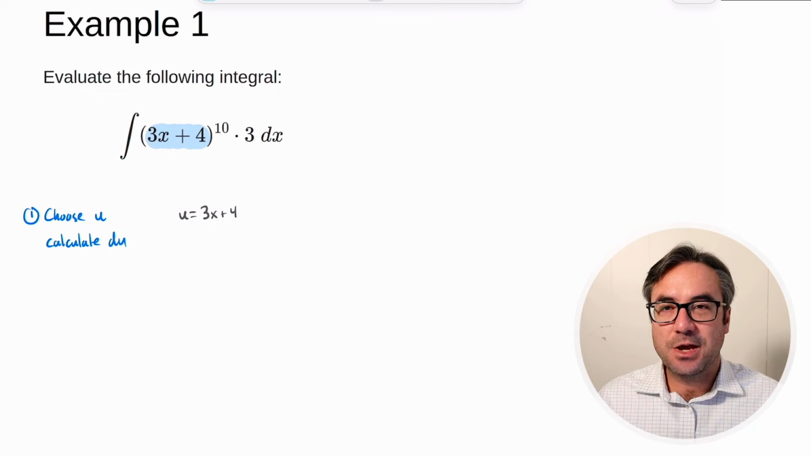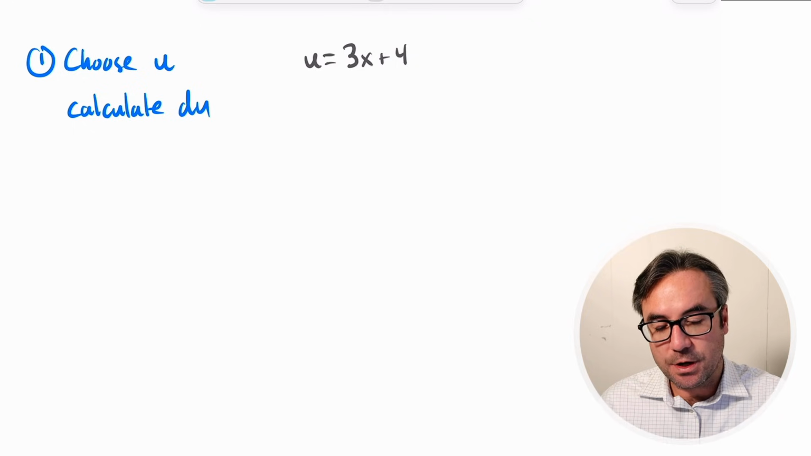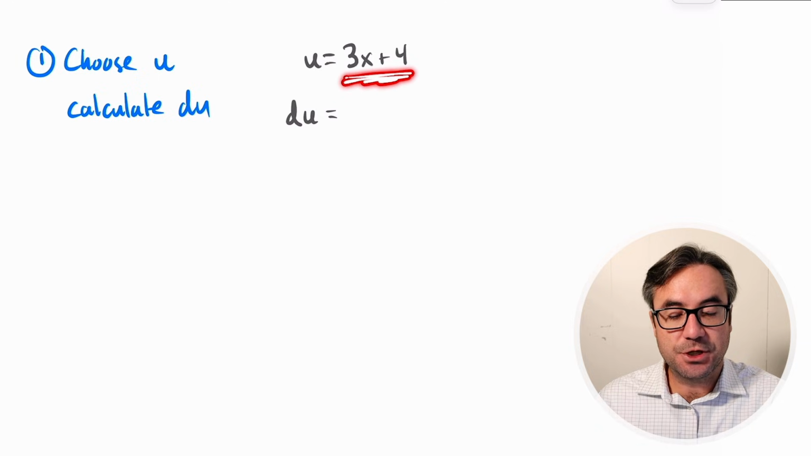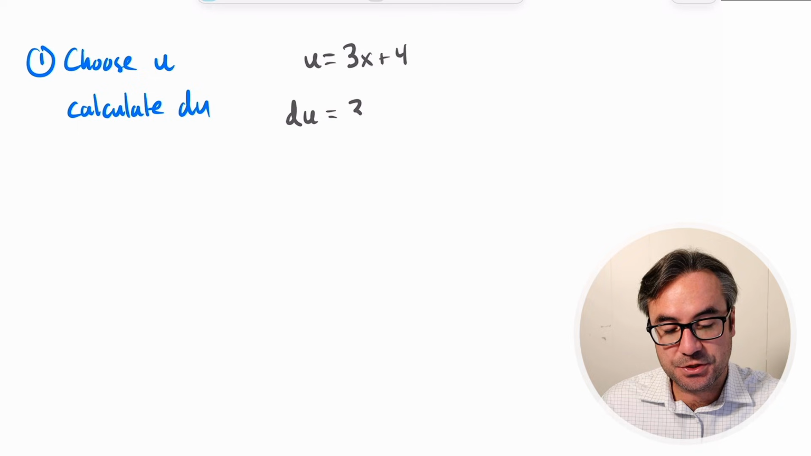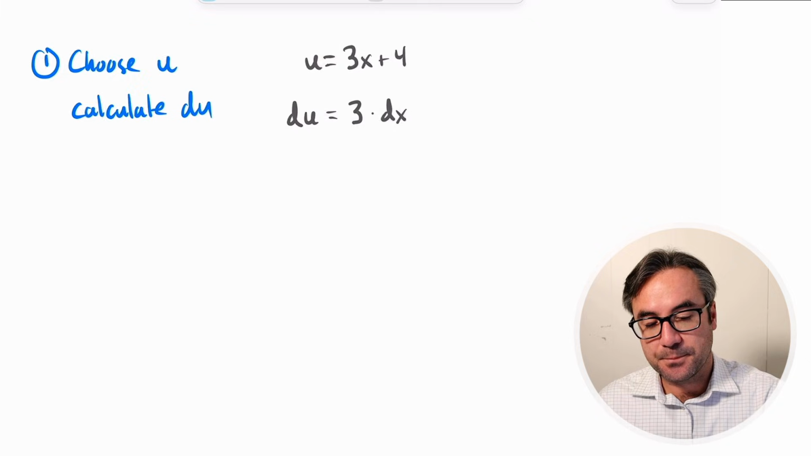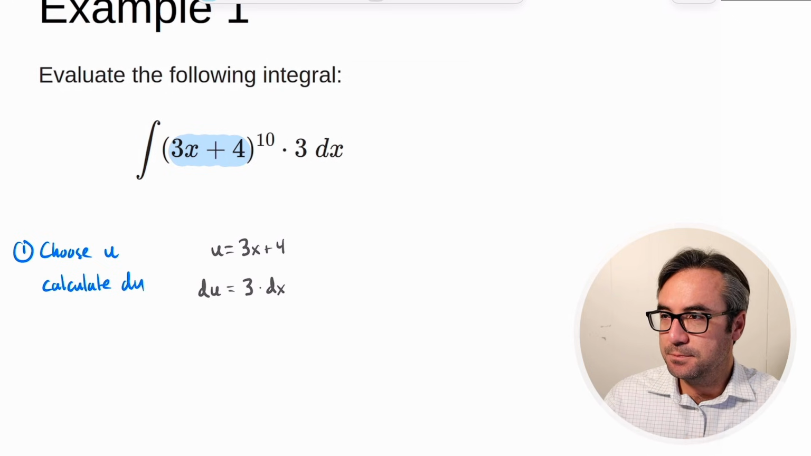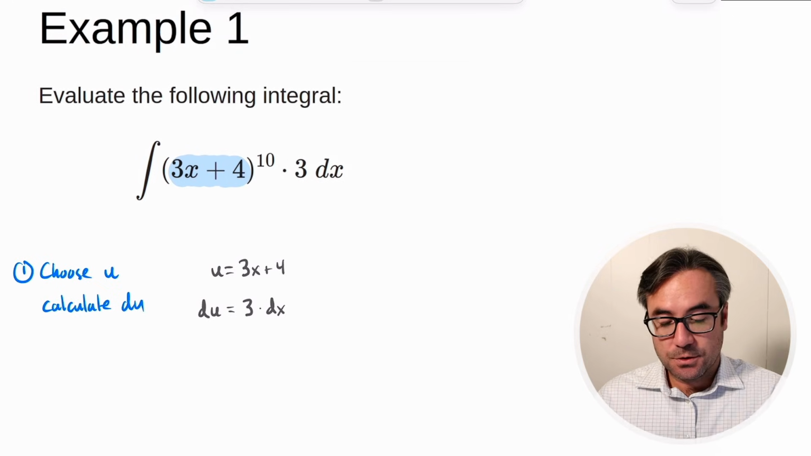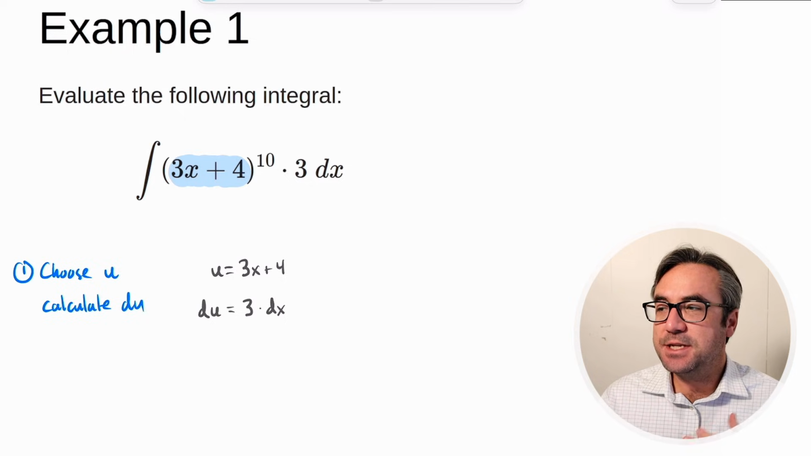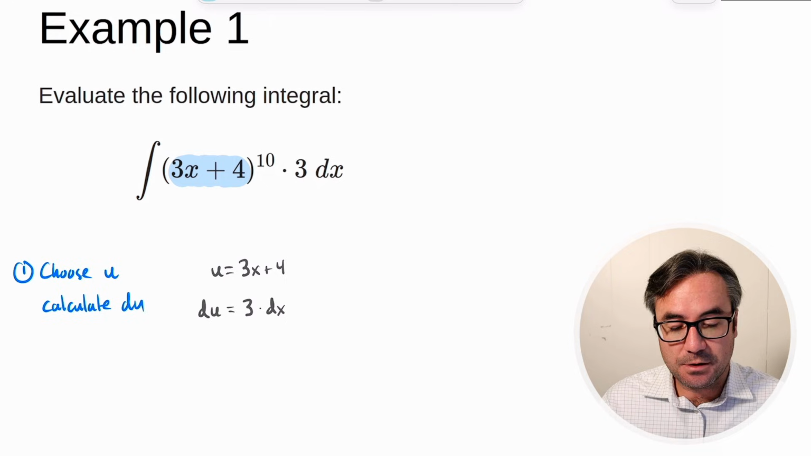Okay. Now, once you've chosen u, your hand is forced. So forget about everything else for a second. And we're going to calculate the differential. So differentiate your function. So derivative of 3x plus 4 is just 3. And then we multiply that by dx. Okay. So then we can go back. So once we've chosen u and calculated du, the next step is to actually substitute these things into our integral.